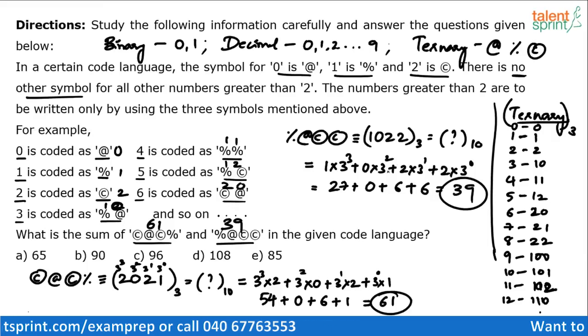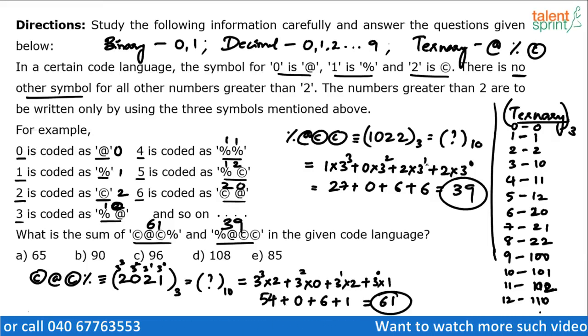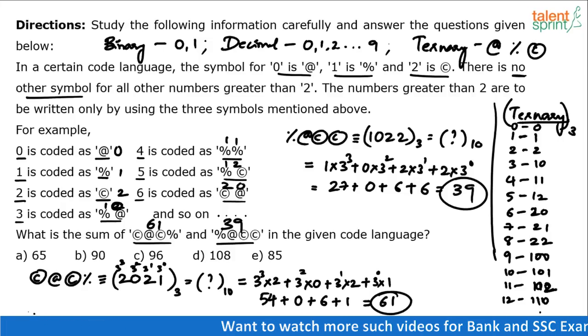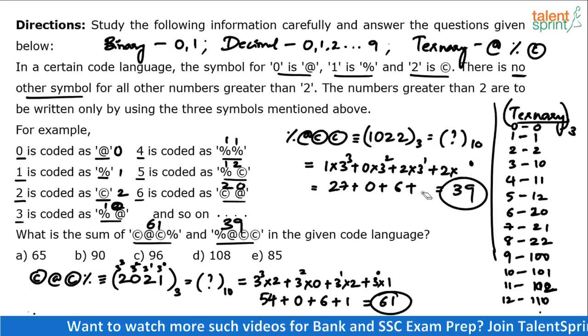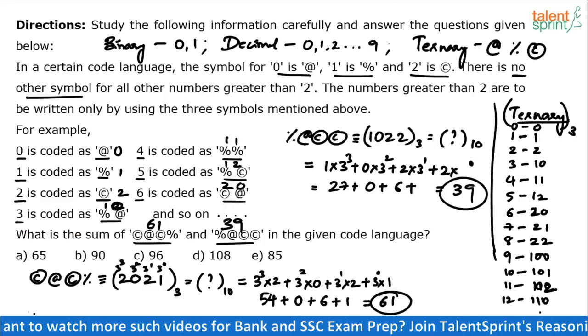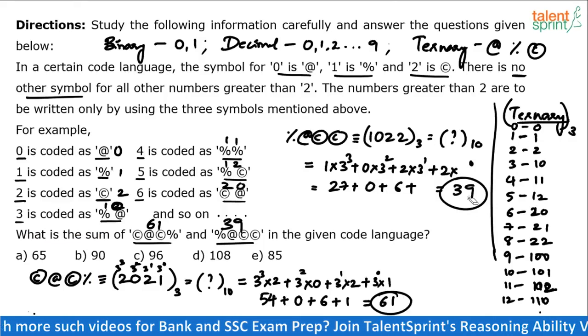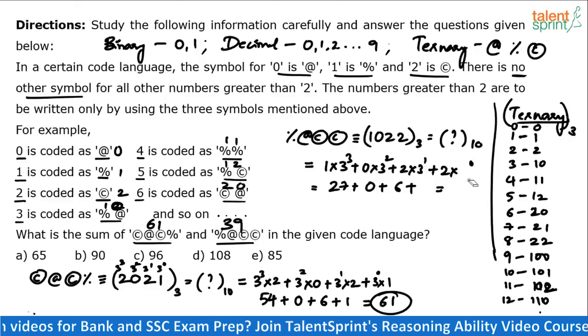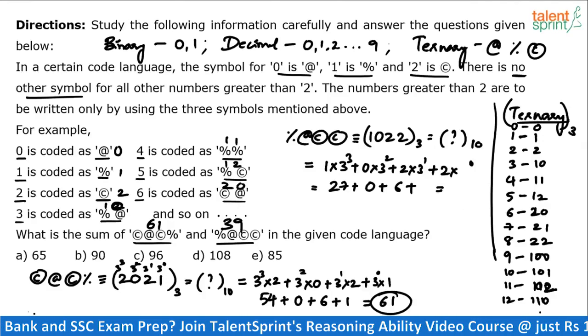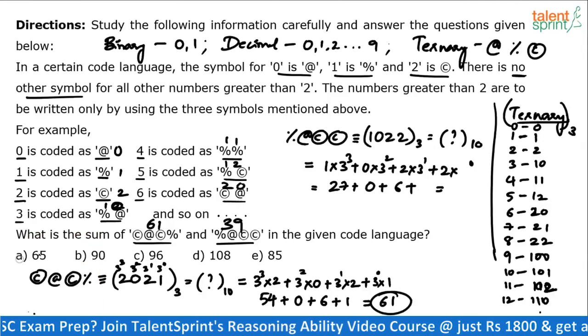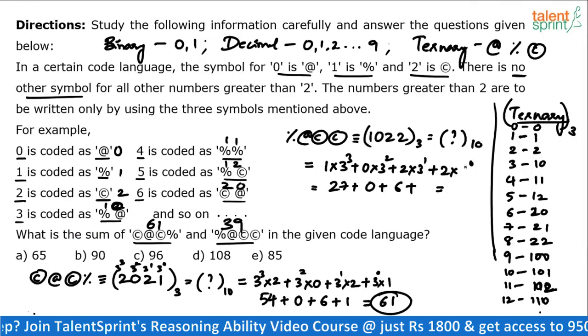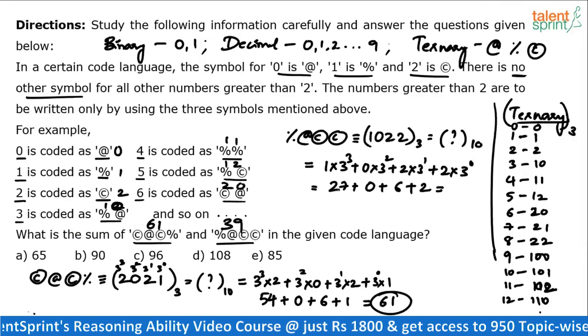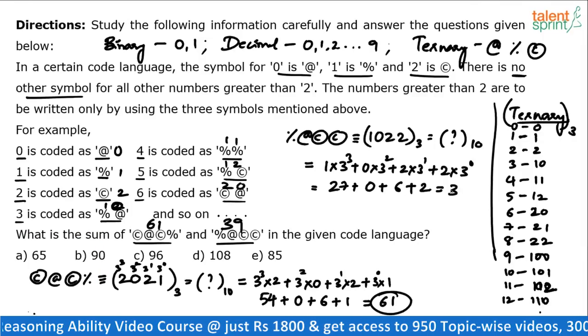3 cube is 27. This is 0. 3 into 2, 6. Oh, this is 2. I'm sorry, I made a mistake. This is not 6. 3 power 0 is 1, 1 into 2 is 2. Sorry about that. So 27 plus 8, 35.